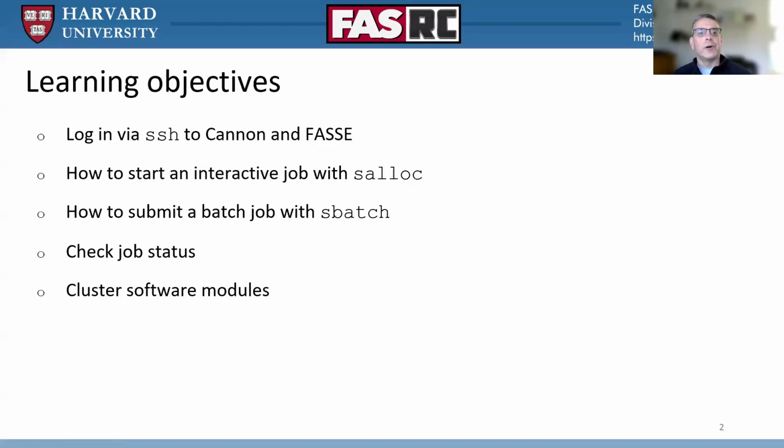So today we're going to go over logging in via SSH to Cannon and FASSE, and then talk about how to run jobs, both interactively and as batch jobs, non-interactively. We'll talk a little bit about checking the status of your jobs and the performance of jobs, and then also how to install your own software or use the software that we already have on the cluster.